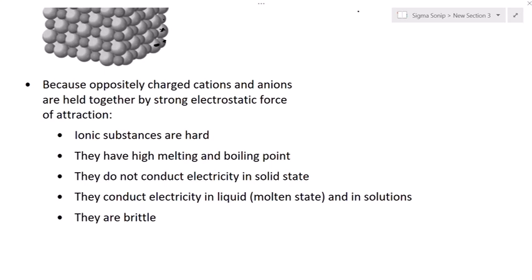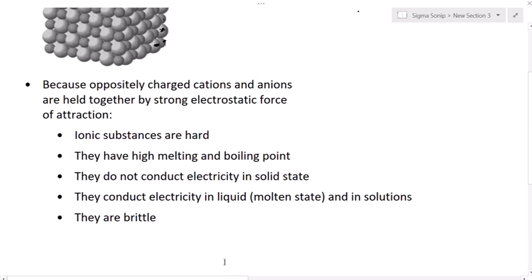When we melt ionic substances, then these ions, cations and anions, become free to move. They are free to move within the matter itself, and therefore they conduct electricity. Same is the case with ionic substances in solutions. In solutions, you have cations and anions which are free to move within the solution, and they conduct the electricity.